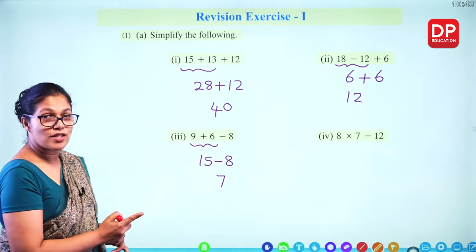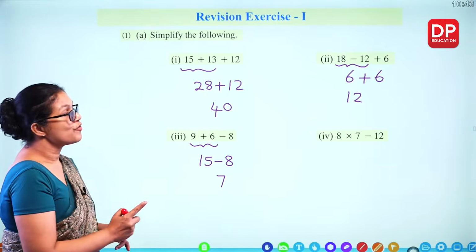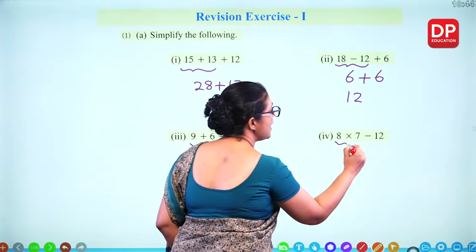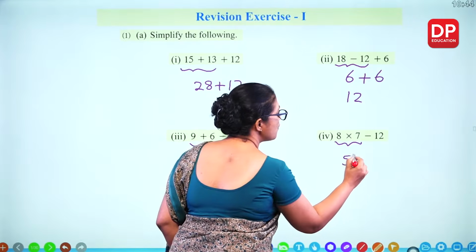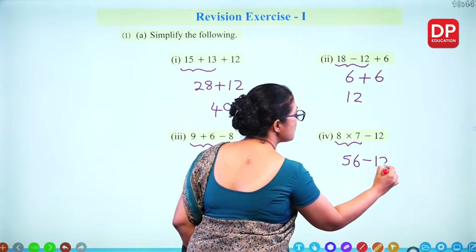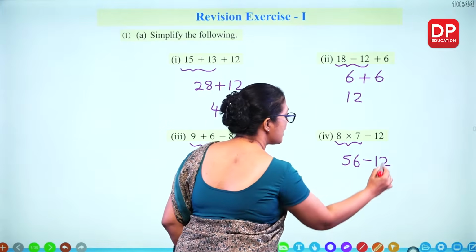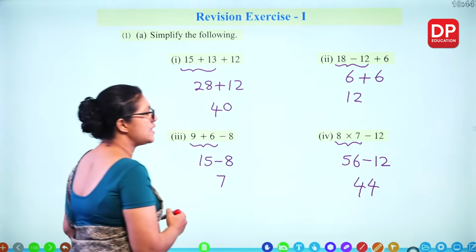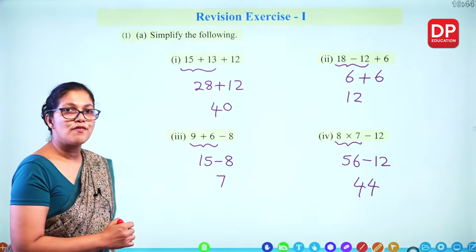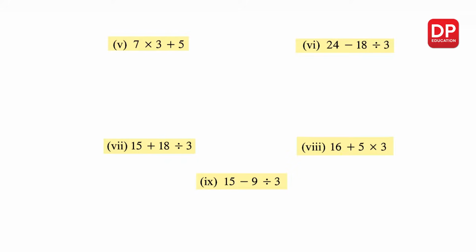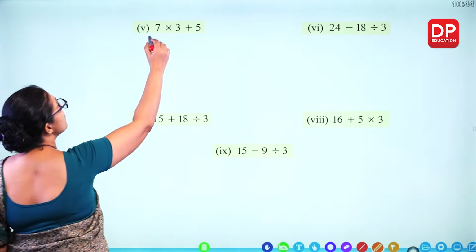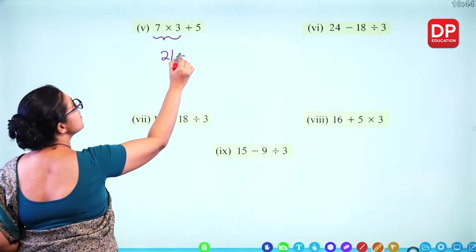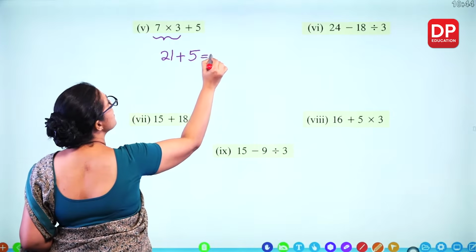Now multiplication. There you need to first do multiplication before subtraction. 8 times 7, 56 minus 12, you get 44. Multiplication and addition. So multiplication first. 7 times 3, 21. 21 plus 5, 26.